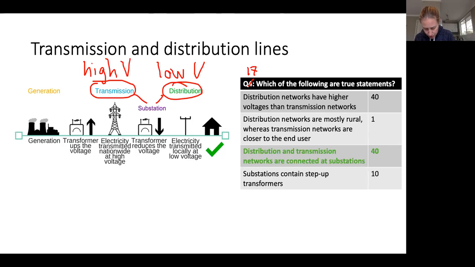Distribution networks are mostly rural, whereas transmission networks are closer to the end user. Again, those are switched around. The transmission lines are what we find, generally, rurally, away from the cities. And then we have the distribution in the areas where people actually live. And lastly, substations contain step-up transformers. No, a substation contains a step-down transformer.